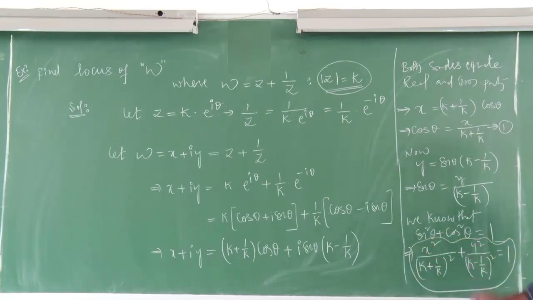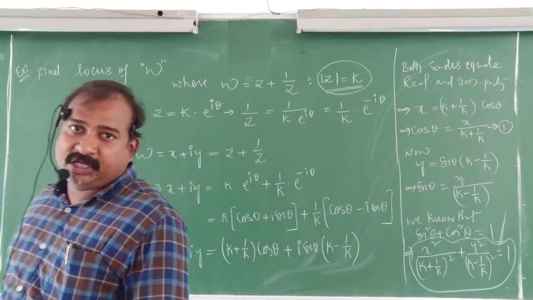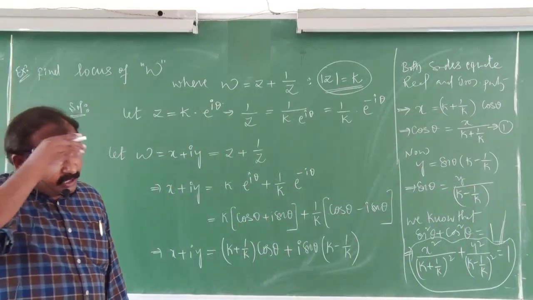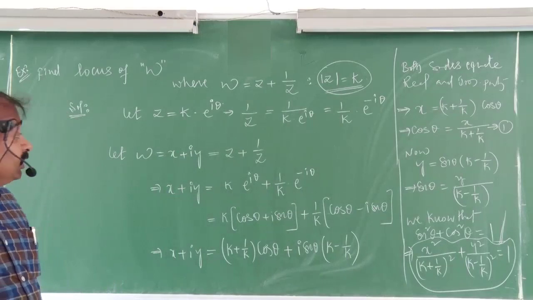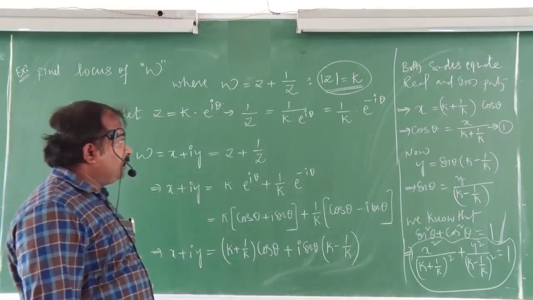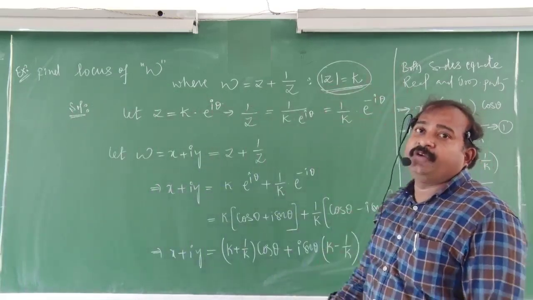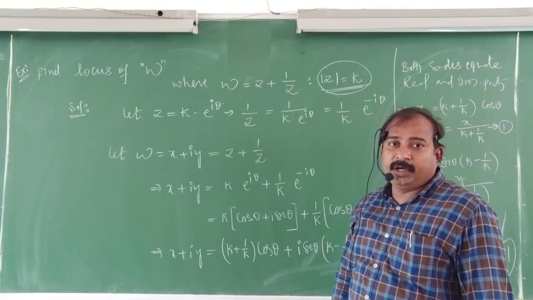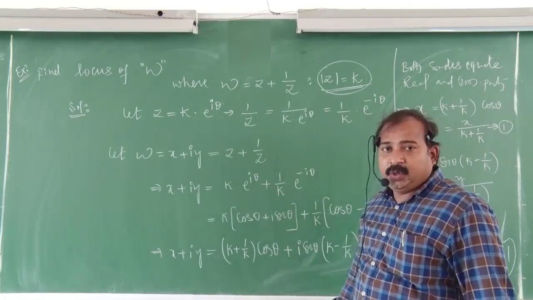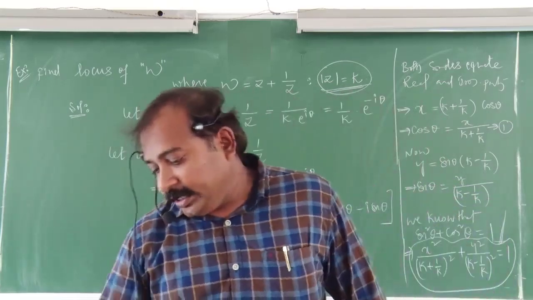What will this locus be? It is of the form x square by a square plus y square by b square equal to 1. The locus is nothing but an ellipse. So geometrically they will frame the questions like this: find the locus of w where w equals z plus 1 by z, satisfying mod z equal to a constant value. This is one example of a geometrical application. One more example I will give. Okay, next.